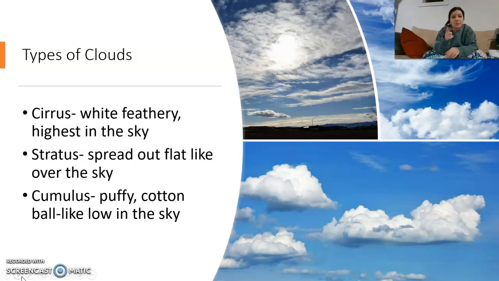And then your stratus ones are going to be the top left where they're just kind of taken and you just pull them apart. And they're just flat, kind of spread out all over the sky. And then your cumulus are your puffy cotton ball-like, and those are low in the sky, which is the bottom picture on this slide. So they're just kind of like big puffy cotton balls just here, there, everywhere in the sky.